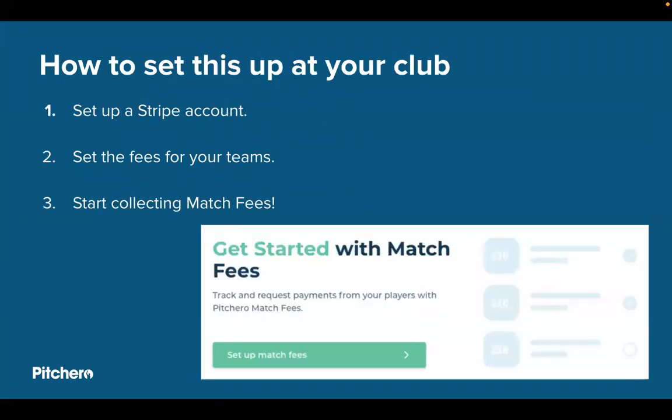How to set this up? Dead easy. Currently, we're only using Stripe to collect match fees. Hopefully, don't quote me on this, you'll be able to use GoCardless within the next 12 months, but don't quote me, that is something as a business we are looking to do. But at the moment, it has to be Stripe. Stripe is debit card, credit card, takes American Express, and also uses Apple Pay as well.